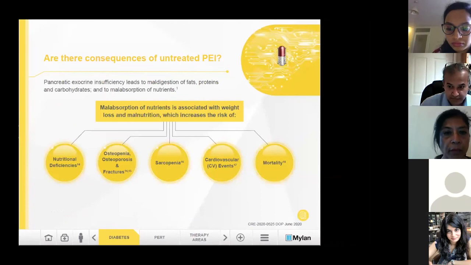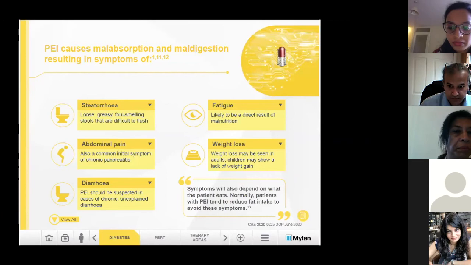So what are the symptoms? PEI causes malabsorption and maldigestion, and this results in steatorrhea, where you have loose, greasy, foul-smelling stools, and sometimes very difficult to flush. You can have abdominal pain, diarrhea, and if any patient has diarrhea, PEI should be suspected. Fatigue, which is likely to be the direct result of malnutrition. And then you'll also have some weight loss.